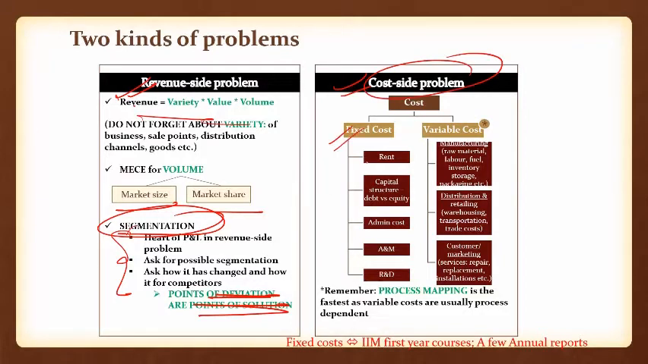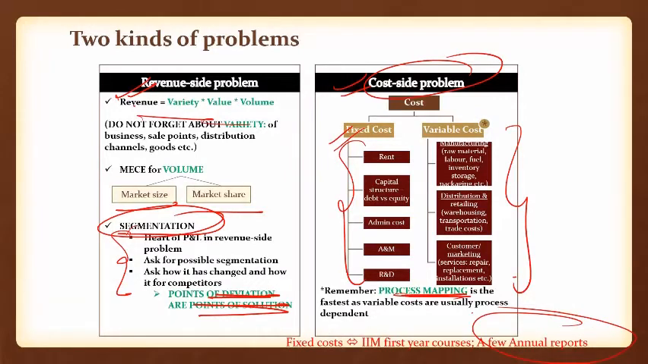Cost side, fixed costs, variable costs. We've already discussed process mapping, and we have discussed that annual reports can give you a sense of fixed costs. For typically people who are doing an MBA, my one more suggestion is that beyond the pre, during, post, and having a list like this, the breakdown into pre, during, and post.